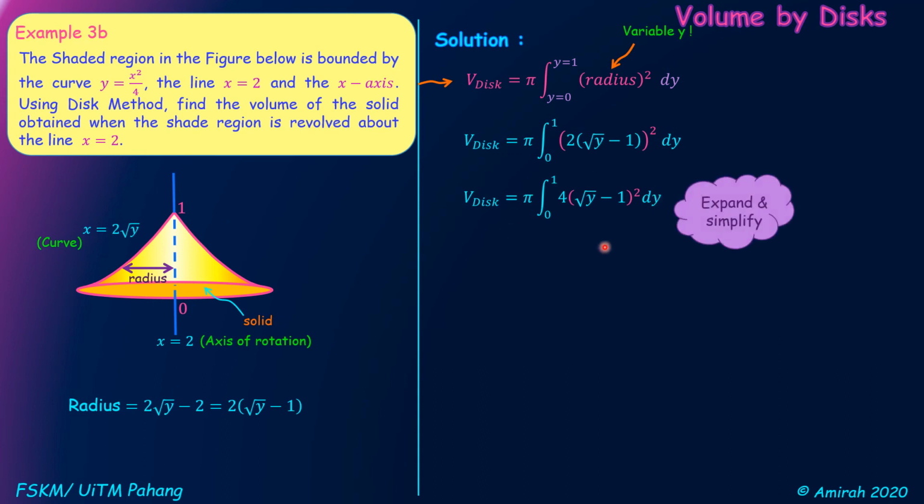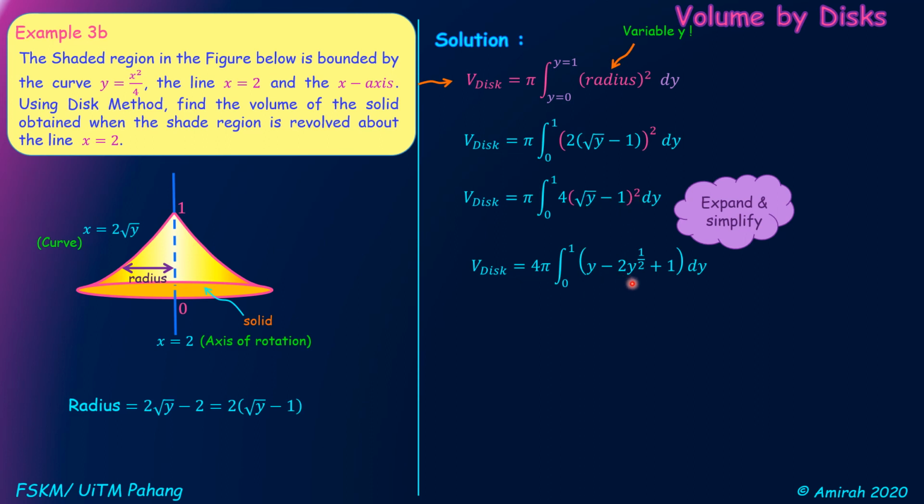Alright. From here, we expand and simplify. We can move out the constant 4, so we get 4 pi. Then we expand the bracket (√y − 1) squared. After we expand, we get y, and then minus 2 root y.